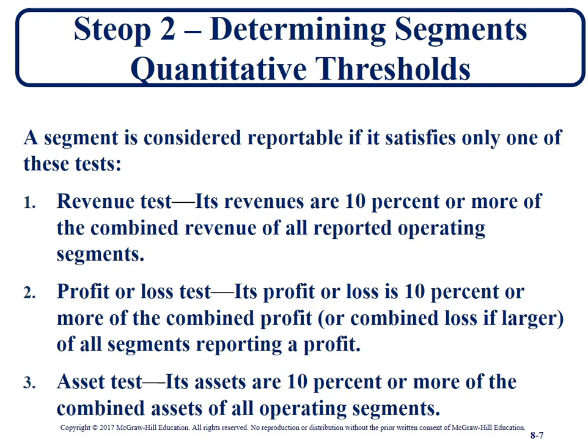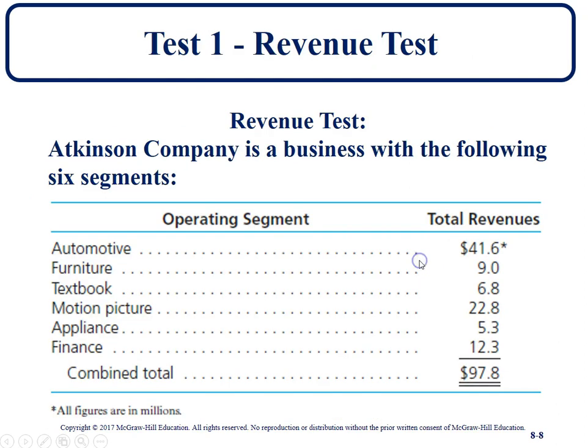So it's kind of easy to remember in the fact that they all have to be 10% or more. The other way you might want to remember it is looking at the first three letters, and if we kind of move the order of this around, it would be RAP, RAP, revenue, profit or loss, asset. Okay, so that would be another way to remember the three steps.